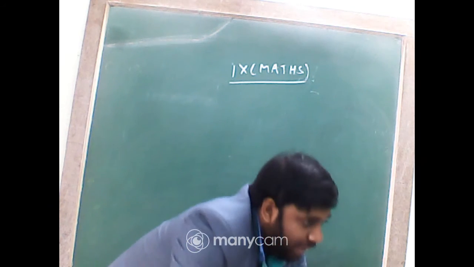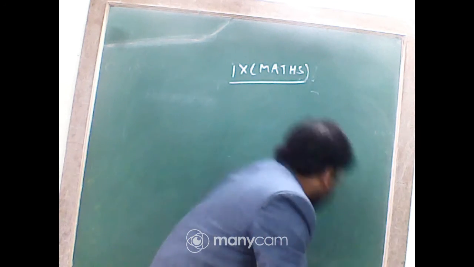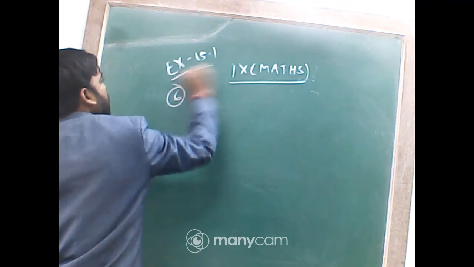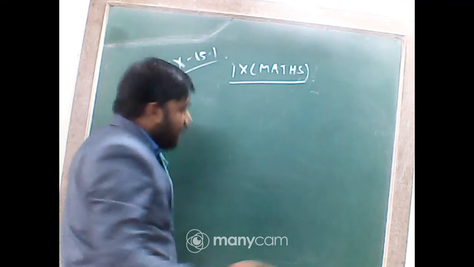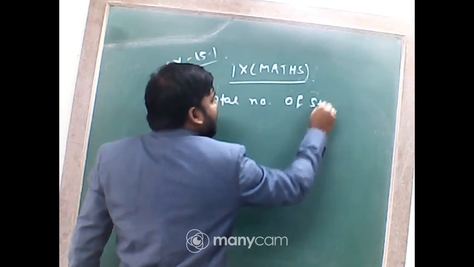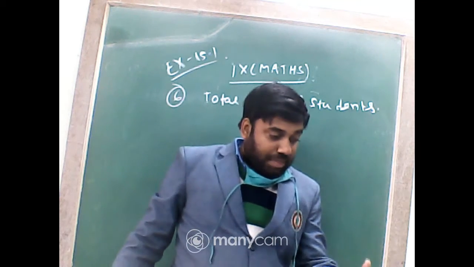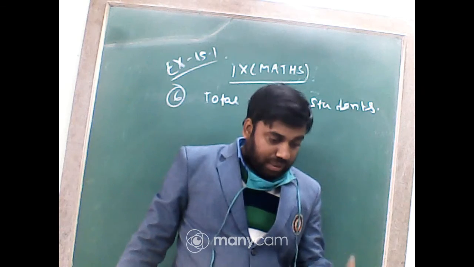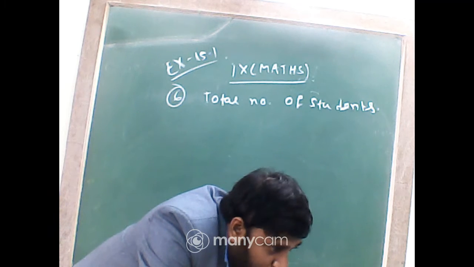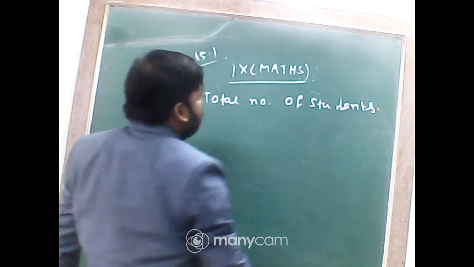Find the probability of that student who obtain less than 20% marks. First of all, students, question number 6, that is exercise 15.1. So total number of students, how many students are there? Add the frequency table, that's 7 plus 10 plus 10 plus 20 plus 20 plus 15 plus 8. So how many students are there? Yes, 90. So 90 students are there. Total number of students 90.